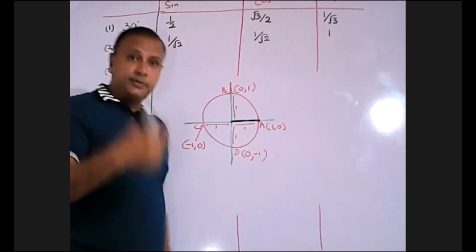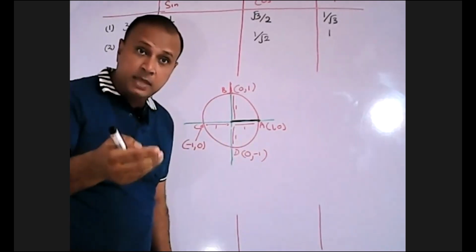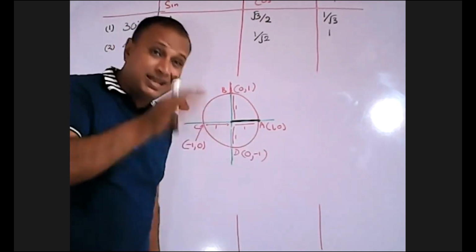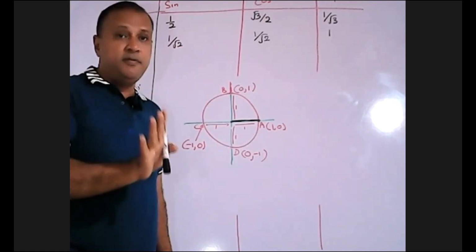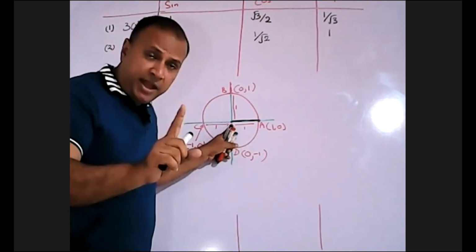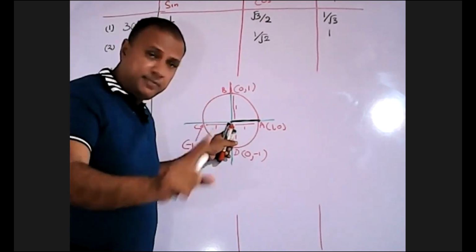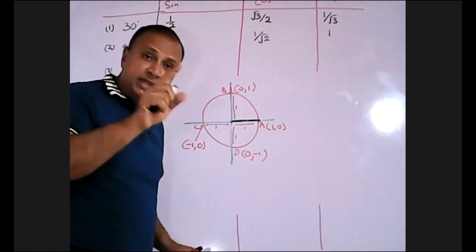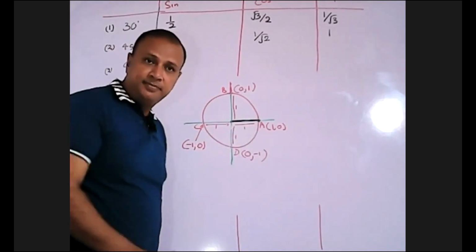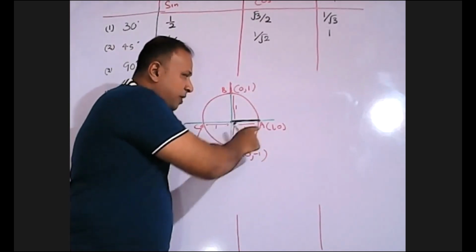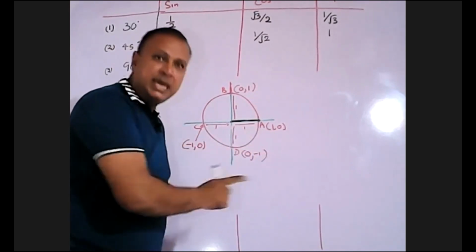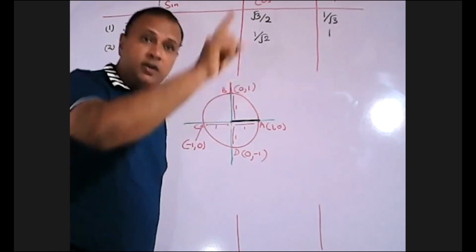Okay. And suppose you want to find the cos value. Cos values are equal to the x coordinate of the corresponding point on the unit circle. Therefore, if you want to find cos 0, then you have to determine the corresponding point. The corresponding point is point A. At point A, the x value is 1. That means cos 0 is equal to 1.